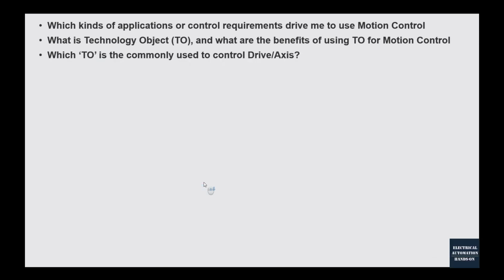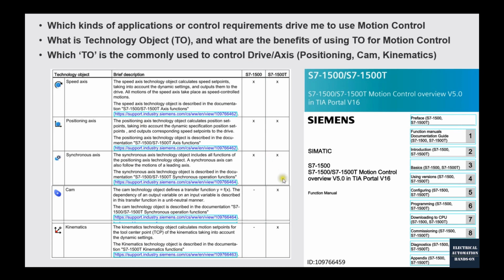Okay. And the next question: which TO is commonly used to control the drive and axis? The most commonly used TOs are the speed axis, positioning axis, synchronized axis, cam, and kinematics. The most common, especially for positioning control, is to set up the axis as a positioning axis.